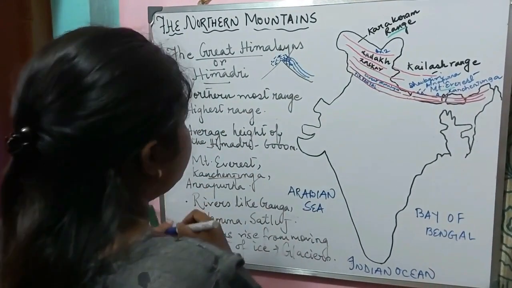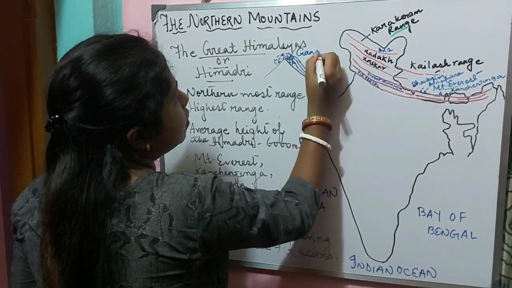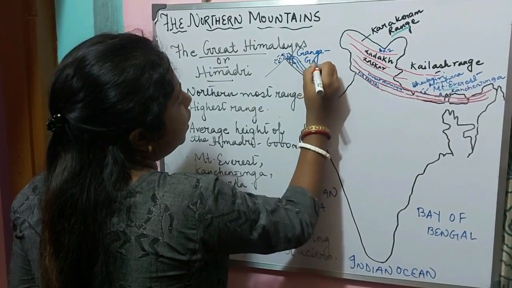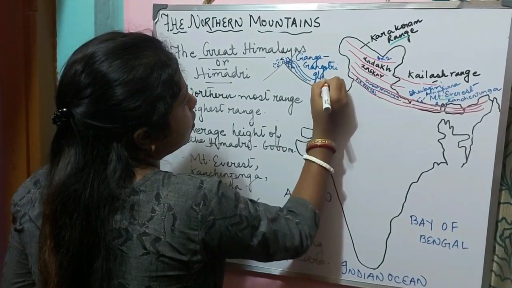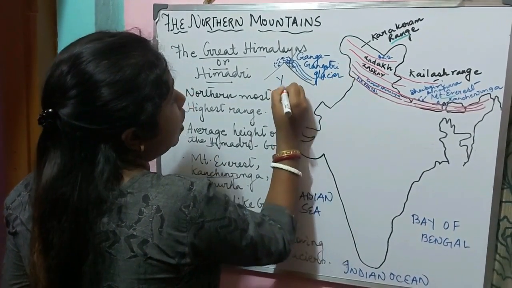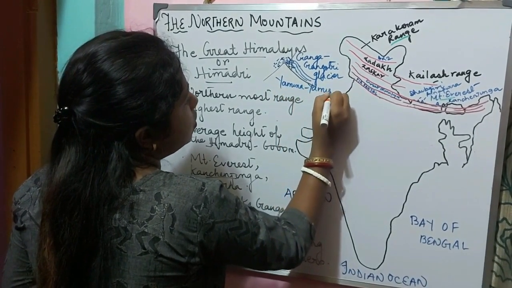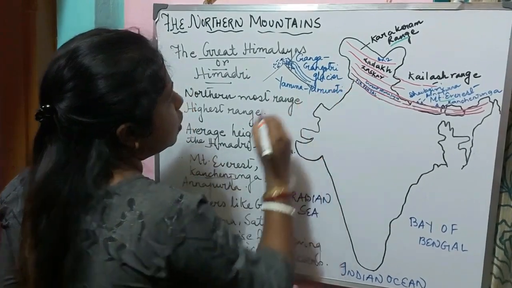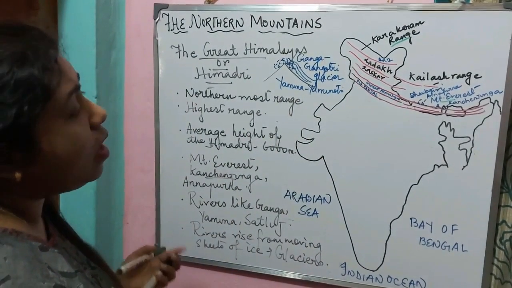There are many rivers which rise from these glaciers, like Ganga from Gangotri Glacier, Yamuna from Yamunotri Glacier. So there are many glaciers which give rise to many rivers.